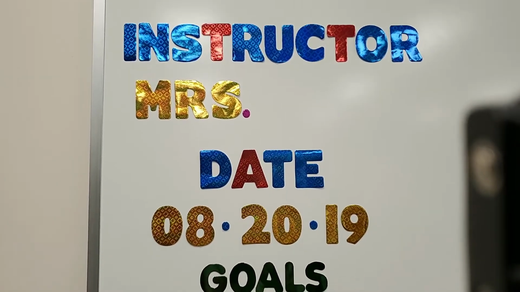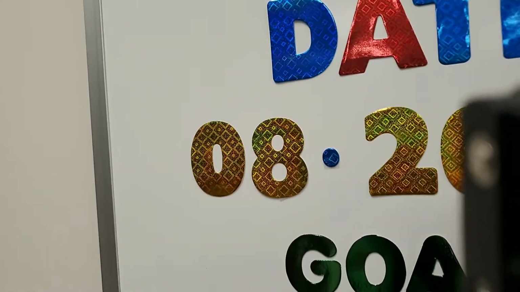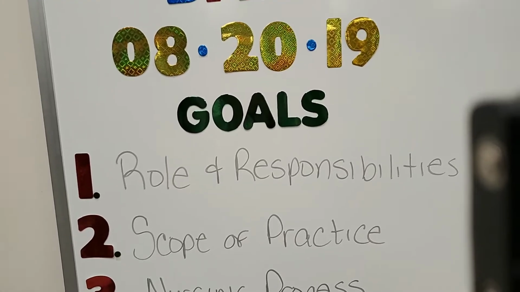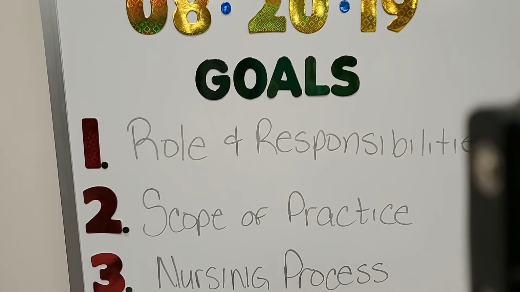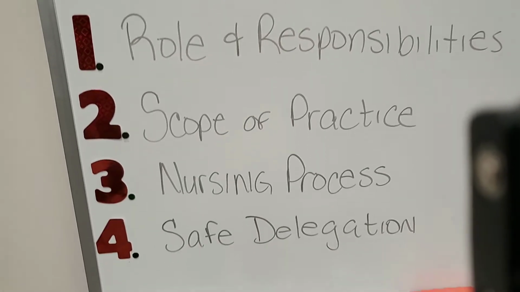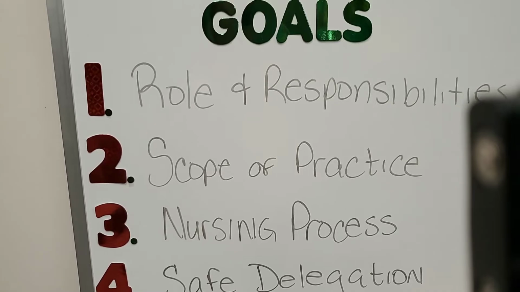So we have a total of 4 classes. I have the date, and these letters are interchangeable, so I can take them off to match with the date. And then I have the goals, right? I already have everything that we're going to be talking about on the first day of school, or the first day of class, all right?